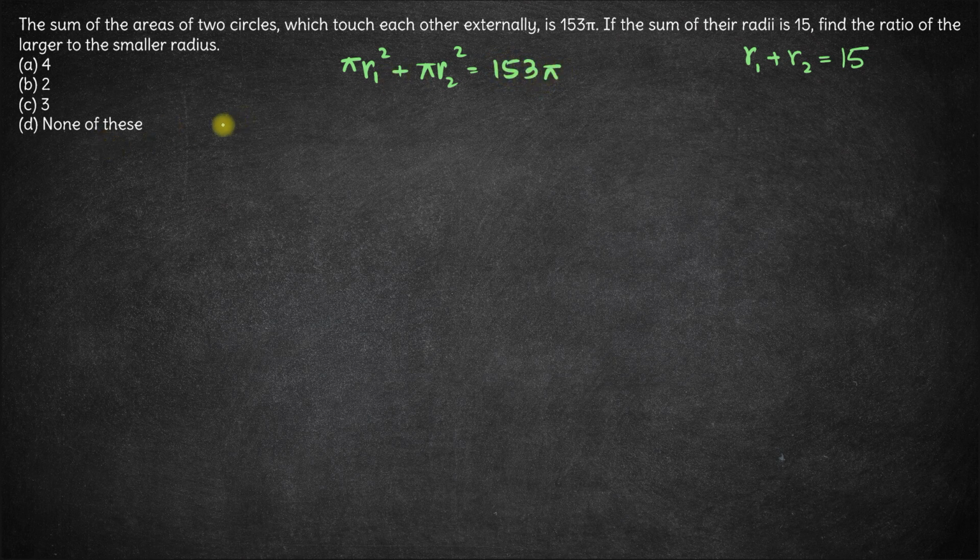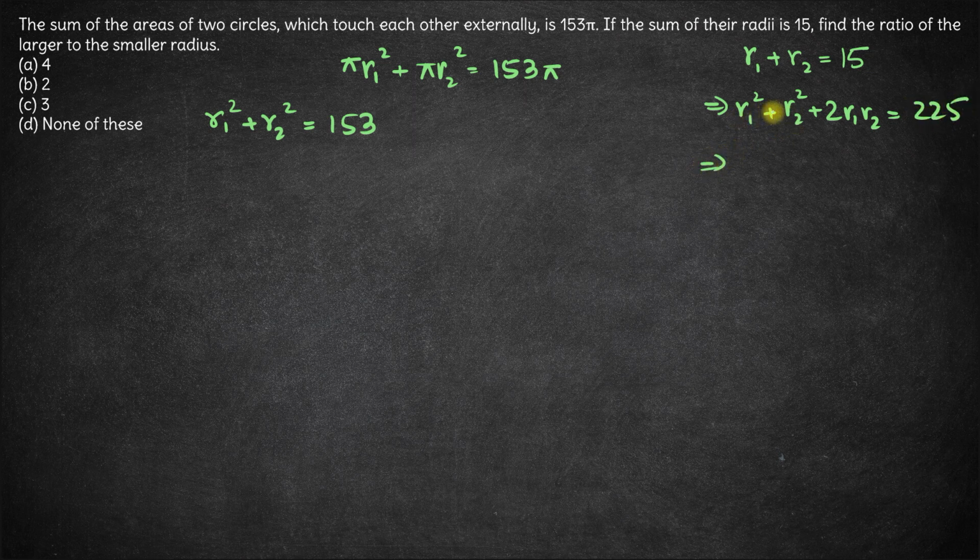which is 153 pi. So pi here gets cancelled out. We have r1 square plus r2 square is equal to 153. Also we have r1 plus r2 is 15. So let's do one thing. Since we have square over here, let's square both these sides. So we'll have r1 square plus r2 square plus twice of r1 into r2 is 15 square, which is 225.